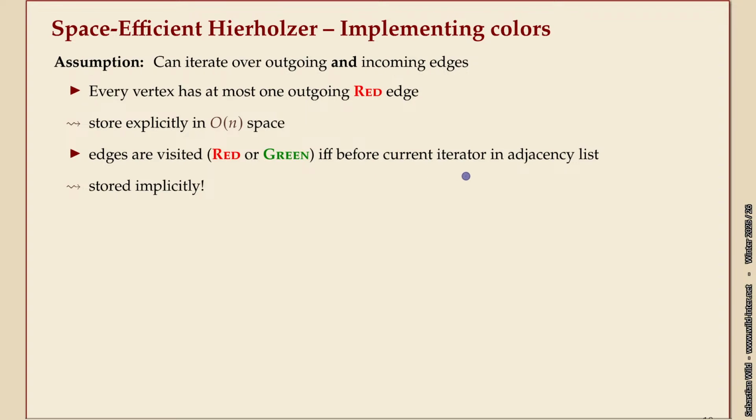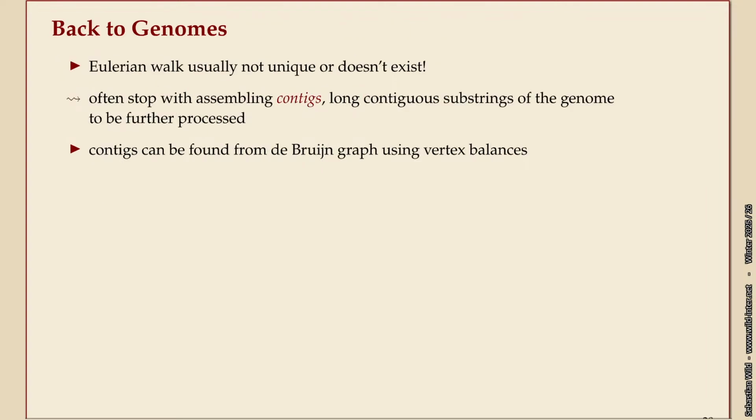And so all the edges that are after the iterator are not visited yet. All the edges before have been visited. And I never really have to ask, is an edge visited or not? I just follow the iterator. So this costs essentially nothing extra in space. So all I need to store is the red edges and the iterator for the vertex, and whether I've visited a vertex before. So this is all things that just take linear space in the number of vertices.